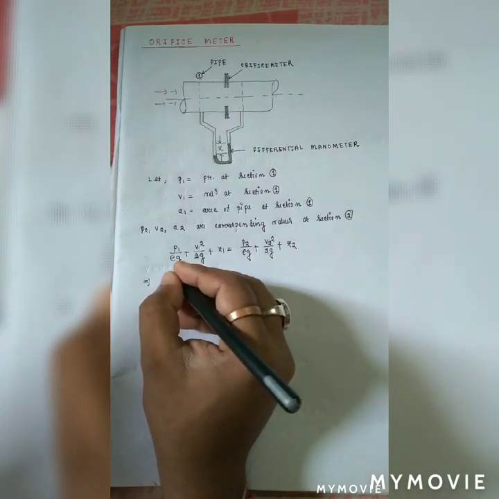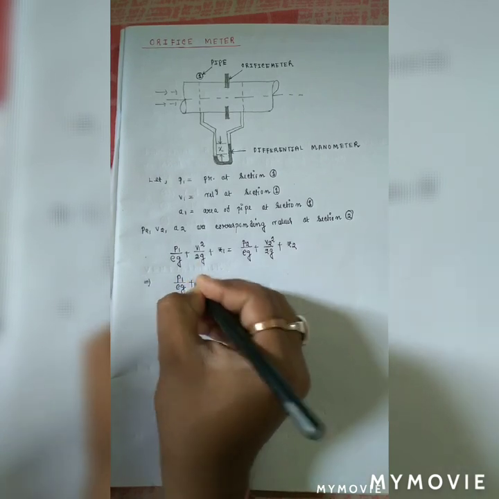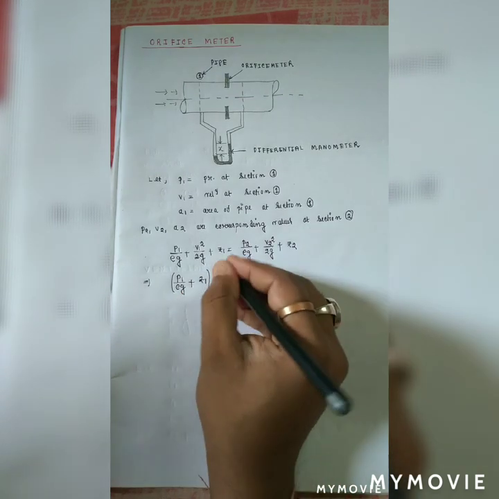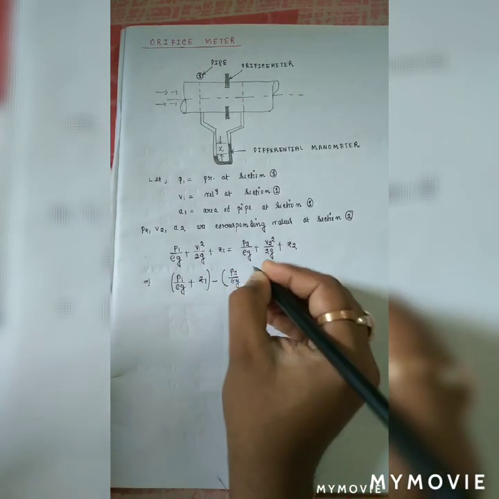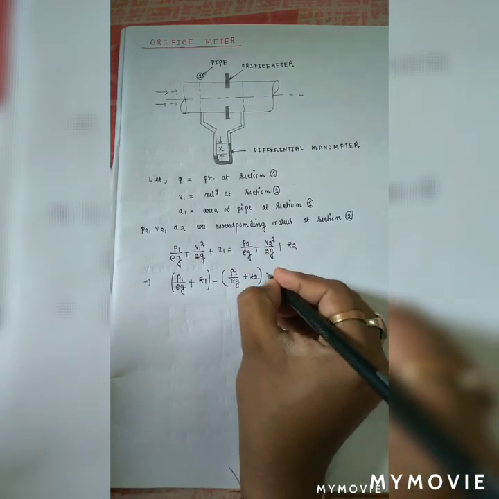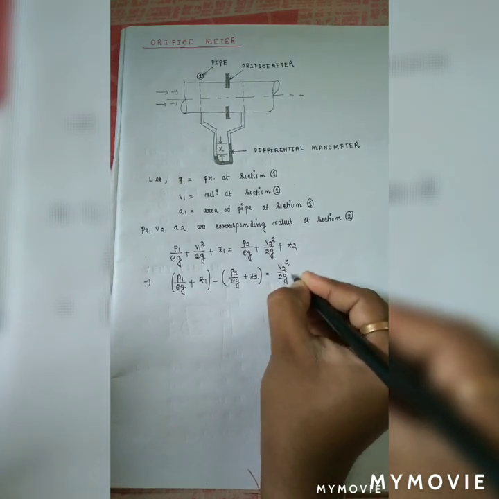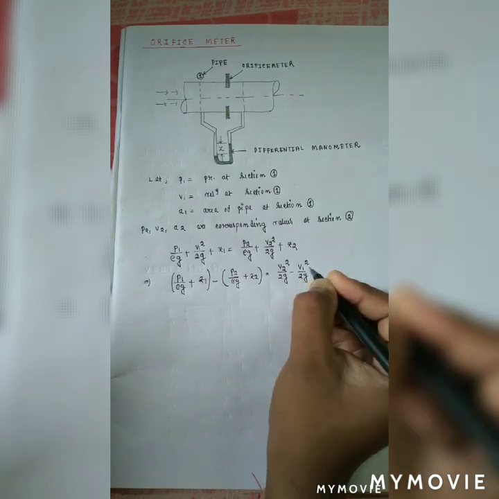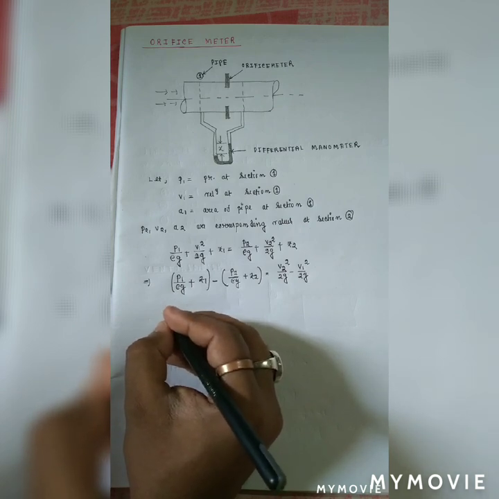P1 by rho g plus Z1 minus P2 by rho g plus Z2 equal to V2 square by 2g minus V1 square by 2g. I think you can understand.